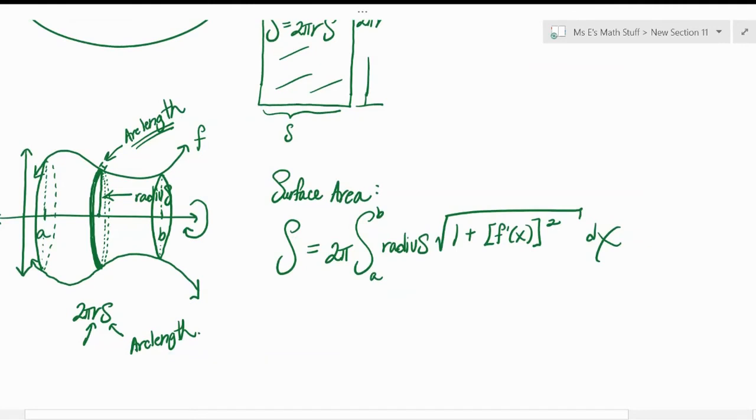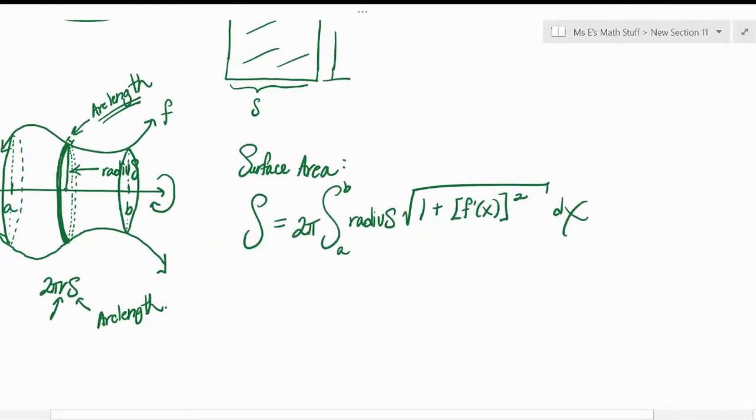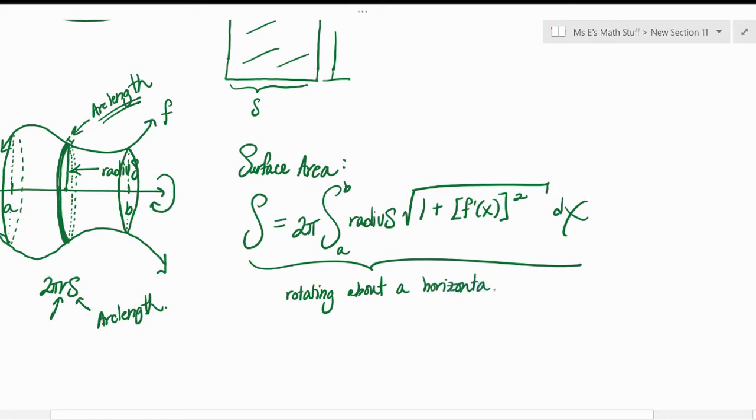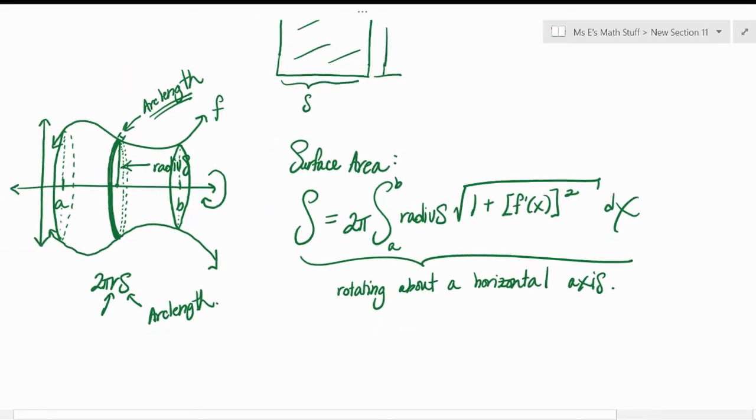There you go. And this is the formula that would make sense if you are rotating a function about a horizontal axis. Okay, I guess I could have put the word here, made it fit a little bit better, whatever. Anyway. Okay, so there we have that.